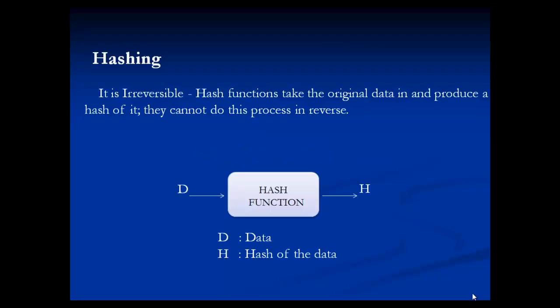Let us now try to understand what hashing is. Hashing is a technique where we take the original data and give it to a hash function and produce a hash out of it. And the process of hashing is irreversible. It means once we generate a hash out of original data, using the hash we cannot get back the original data using the same hash function or any other function. In this figure we have a hash function which is taking original data as an input and generating a hash out of it.